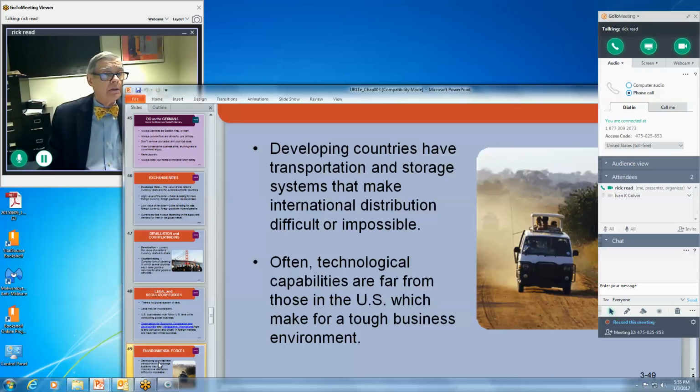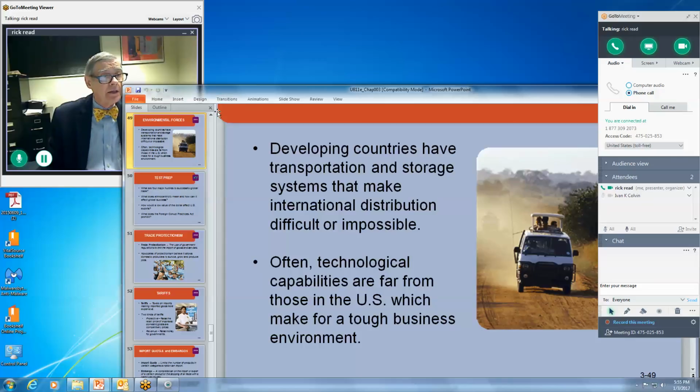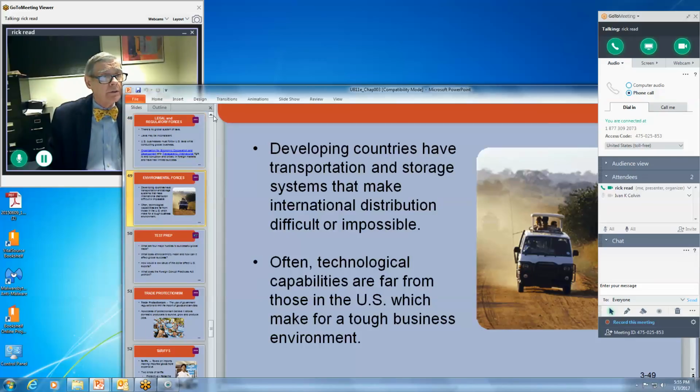Developing countries have issues. They can't store things. They don't have good distribution. They don't have good infrastructure. And the technology is usually, and unfortunately, inferior. That doesn't mean you shouldn't try to trade globally. What it means is you have to be aware of those particular issues.